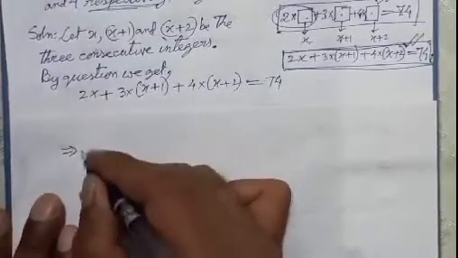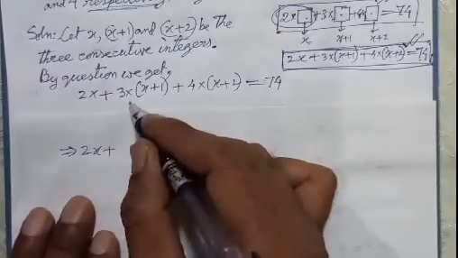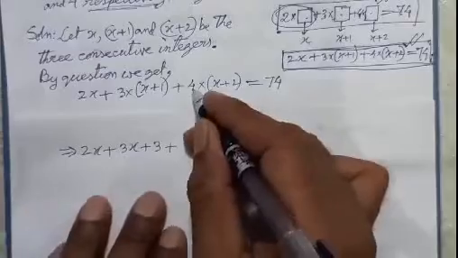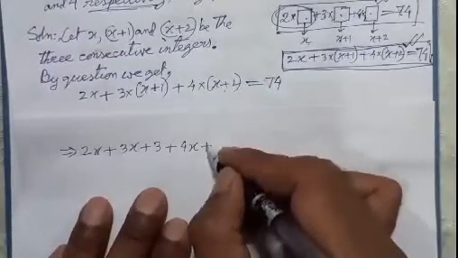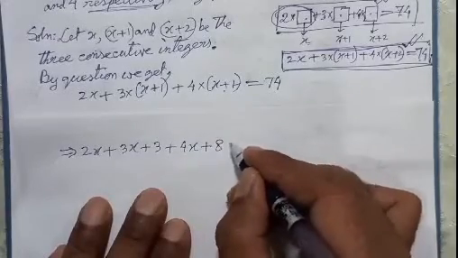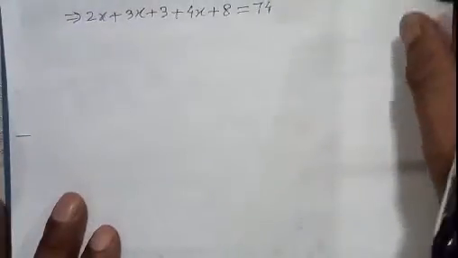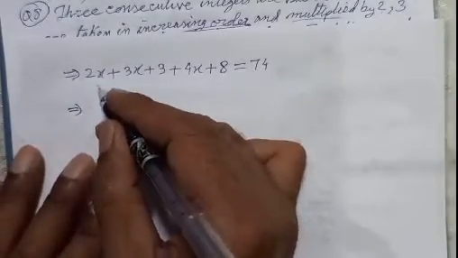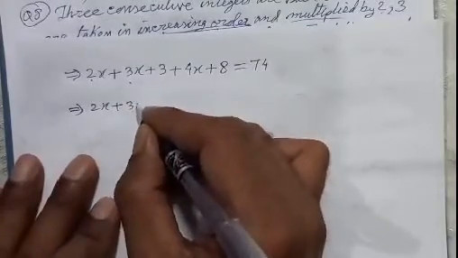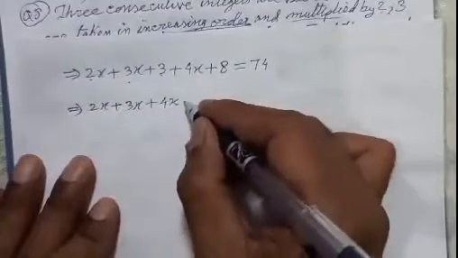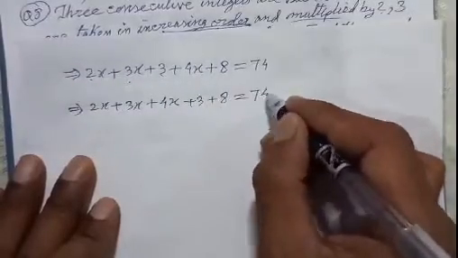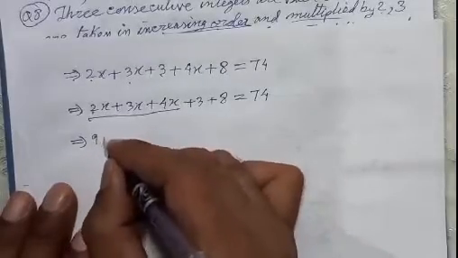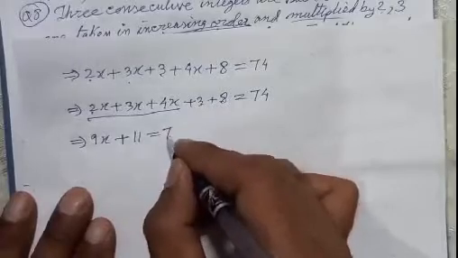This implies that 2x plus, this is multiply, so first let us multiply by 3. 3 multiply x, 3x, plus sign, 3 into 1 is 3, plus sign, 4 multiply x, 4x, plus sign, 4 multiply by 2 is 8, is equal to 74. Then next, let's write together 2x and 3x and 4x. All the x we are going to write down together. Then 3 plus 8 is equal to 74. Now all the x let's add together. 2 plus 3 is 5, 5 plus 4 is 9, so we are getting 9x plus 3 plus 8 is 11 is equal to 74.